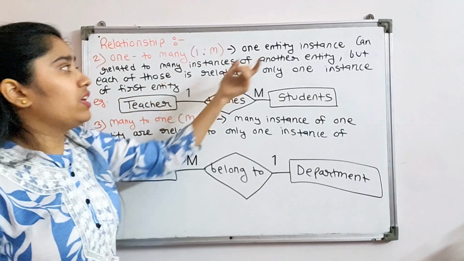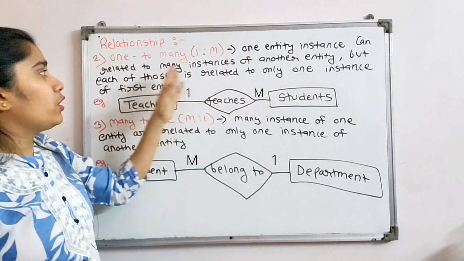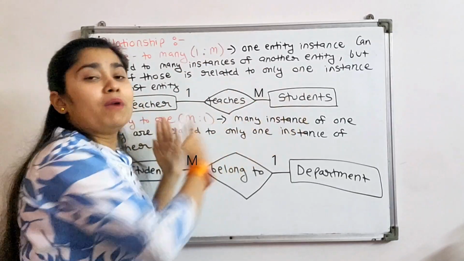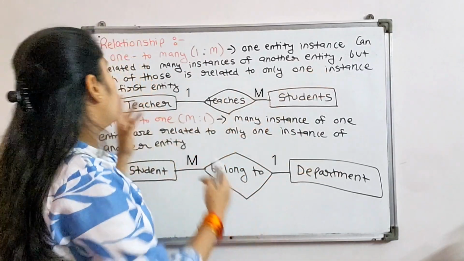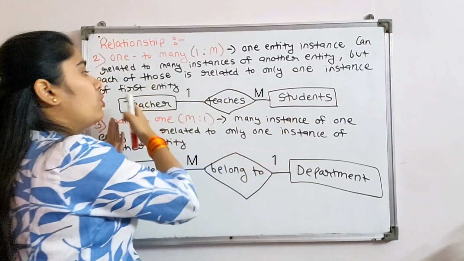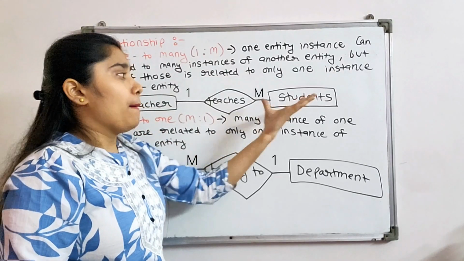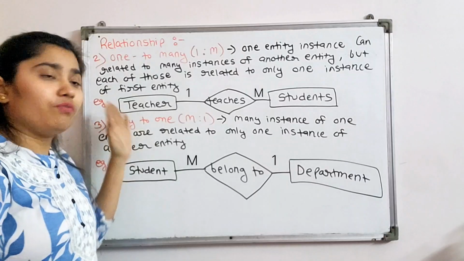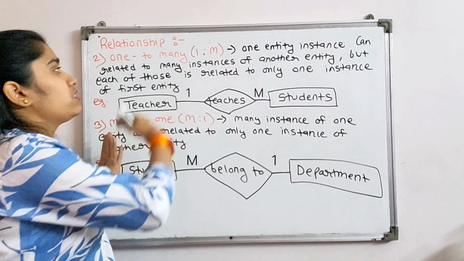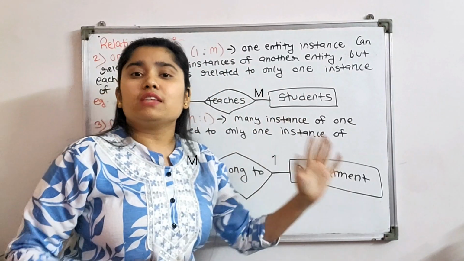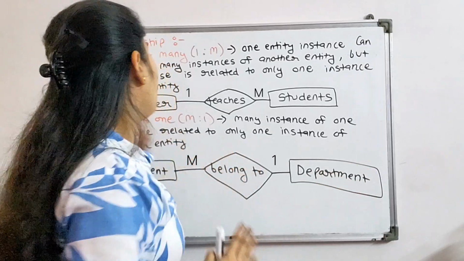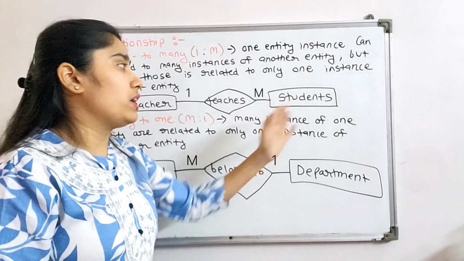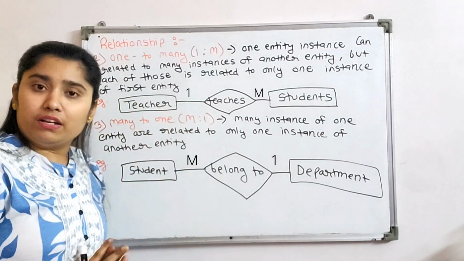So it is saying that one entity is related to many instances of another entity, but each of those is related to only one instance of the first entity. The first entity is related to many instances of the second entity. I hope you are clear with this. Only one teacher is teaching many students and many students are taught by only one teacher.